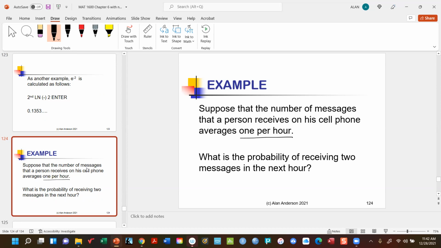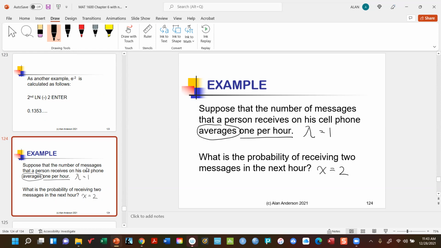Already we know that we're dealing with the Poisson distribution. We also further know that lambda equals 1 because we're told that the average number per hour is 1. So already we have that information. Then we're being asked to calculate what is the probability of getting 2 messages in the next hour. So that lowercase x is 2 because that's what we're trying to find out. What's the likelihood of getting 2 when we normally average only 1?